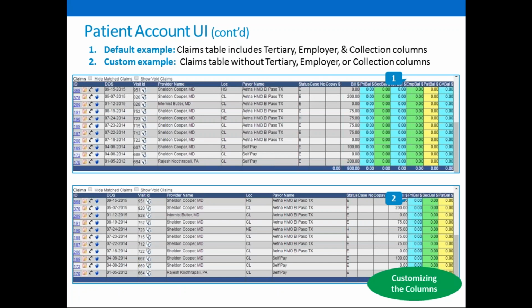And then here's an example of hiding the columns and how the screen real estate changes. If you wanted to hide the employer column or the collection agency column, for instance.